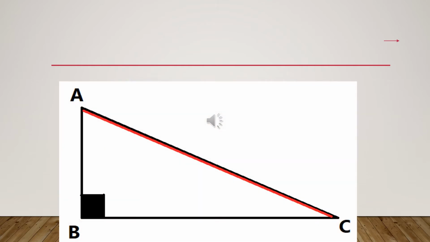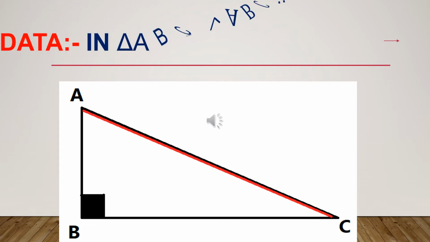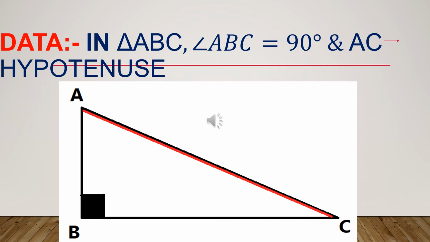According to the statement of the theorem, consider a right angled triangle ABC where angle ABC is equal to 90 degree. The side opposite to the 90 degree is called hypotenuse. In the figure, AC is called hypotenuse because AC is opposite to the angle B. Therefore, the data becomes, in a triangle ABC, angle ABC is equal to 90 degree and AC is called hypotenuse.